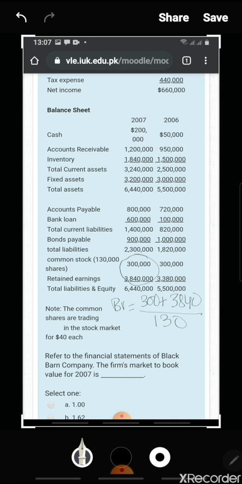Then you will have to calculate market to book value. So the market price is 40, divided by the book value amount that you get from here, and you will get the correct answer. The correct answer for this one is 1.26. So this is the answer you should get. I haven't solved it because I want you to do it on your own.